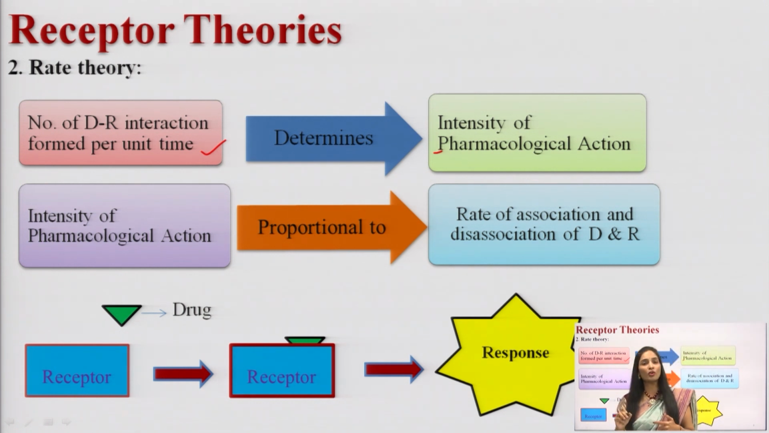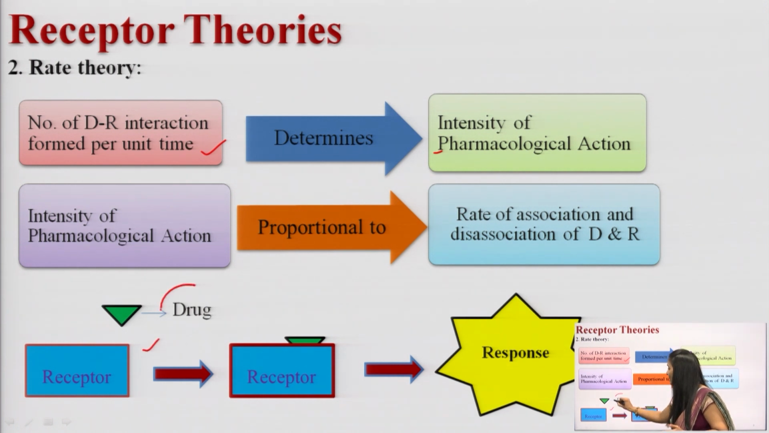The intensity of pharmacological action is proportional to how many times association and how many times dissociation has occurred between the drug and receptor. So, if you see here, this is a receptor and this is a drug. How many times the drug has been associated to the receptor and how many times the drug has dissociated from the receptor will represent the rate theory.